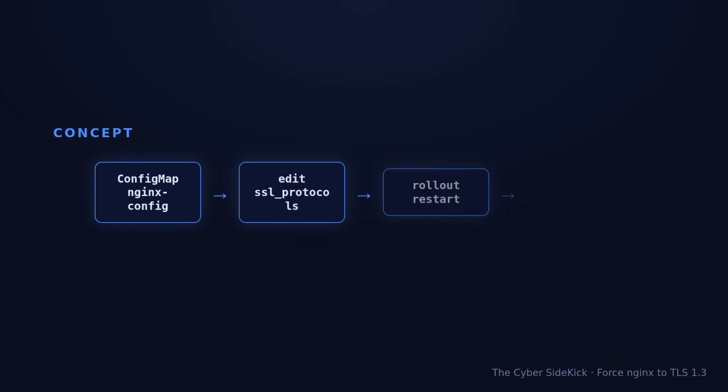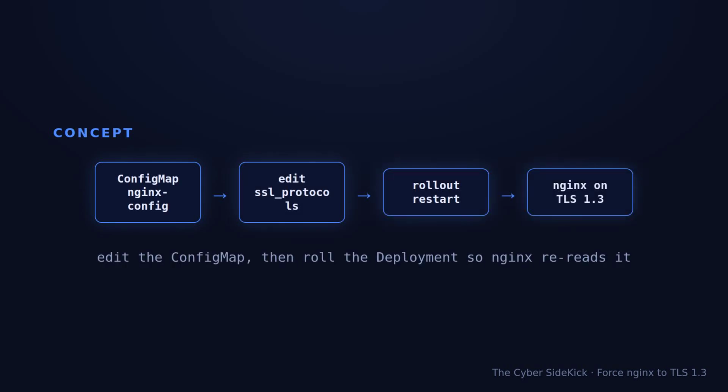Two ideas drive this. First, ssl_protocols is an allow list. Leave only TLSv1.3, and nginx rejects any older handshake. Second, a ConfigMap mounted into a pod updates the file on disk, but nginx only reads ssl_protocols when it starts. So you must roll the deployment with kubectl rollout restart for the new value to take effect.